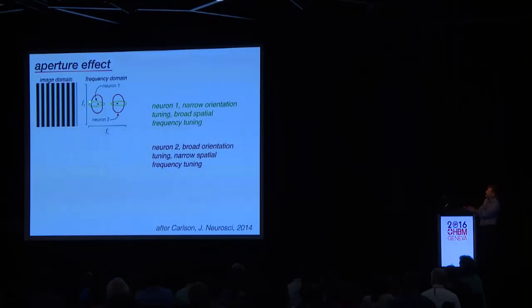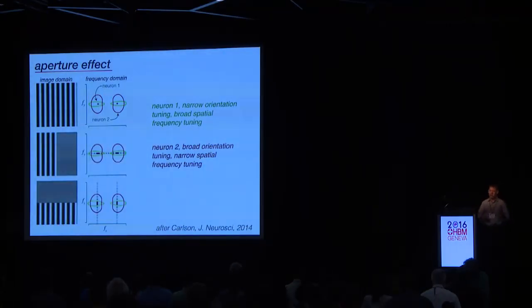The green neuron has narrow orientation tuning, but broad spatial frequency tuning. I should say narrow orientation, broad spatial frequency. The red neuron, neuron 2 here, has broad orientation tuning and narrow spatial frequency tuning. But critically, both simulated neurons respond strongly to this stimulus. They both like vertical. Now, what happens when we put a vignette on the stimulus?